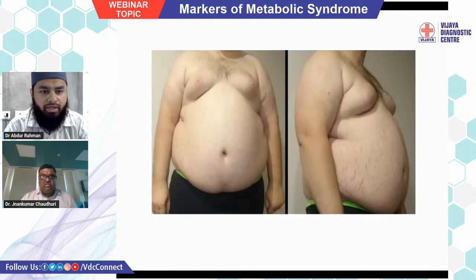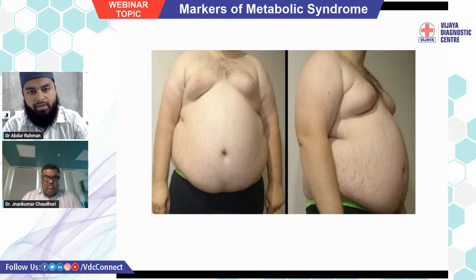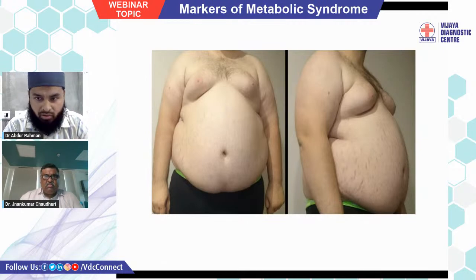Now, this is a typical presentation of a metabolic syndrome patient, where we have typical central obesity on the upper side of the body. You can see the abdominal striae, this abnormal location of fatty tissues, and too much waist circumference. The waist to hip ratio is very high.